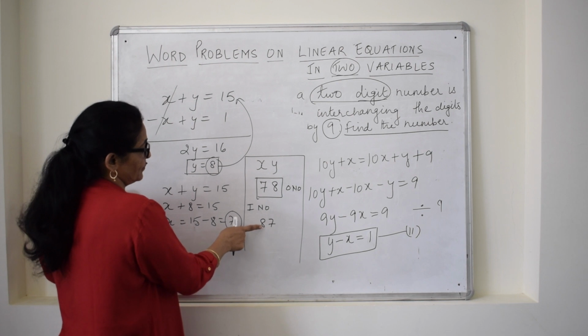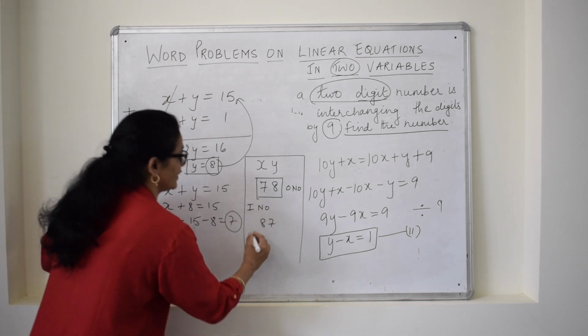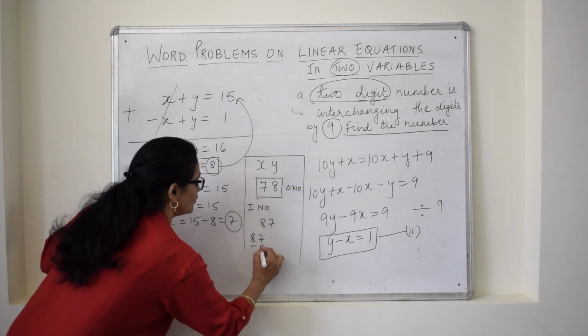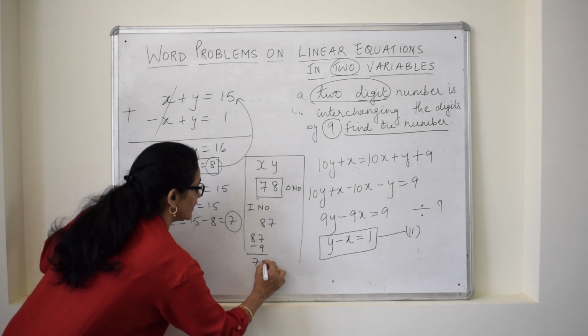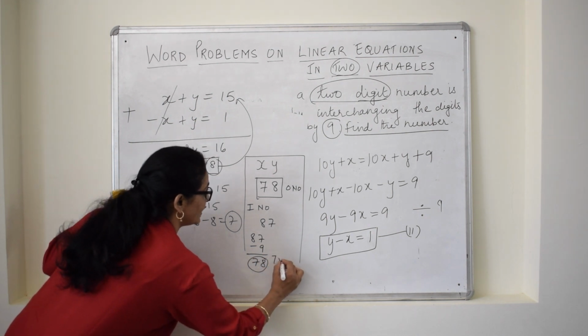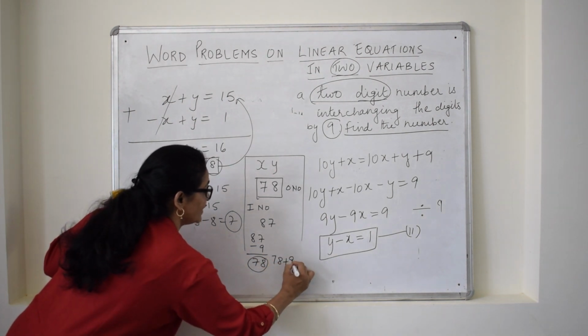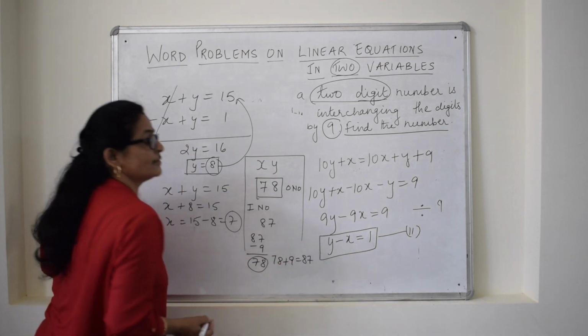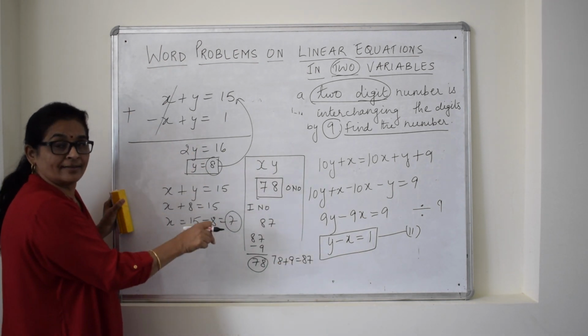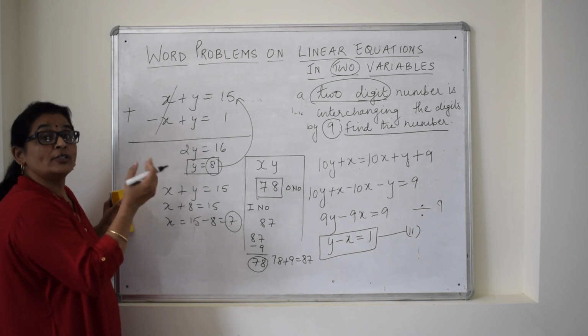So you can see this 87 and 78. What is the difference? If you subtract 9 from it, you will get 78. Or if you are adding 9 in 78, you are getting 87. So this is the check. In word problems, you can check also.